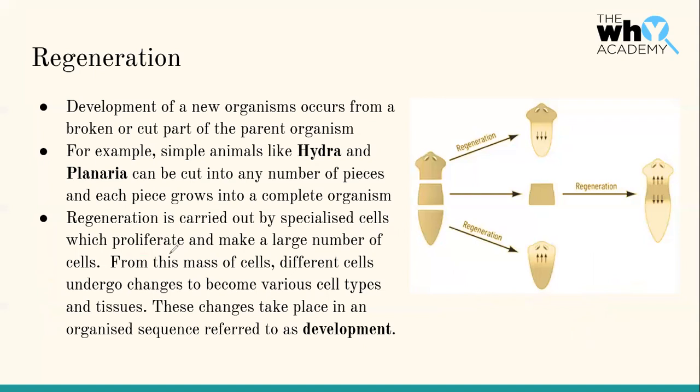So basically proliferate means they divide and grow, and make a large number of cells. And from there you will get different types of cells. This is the example of regeneration in planaria.